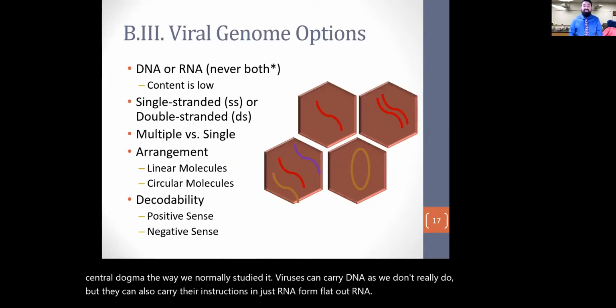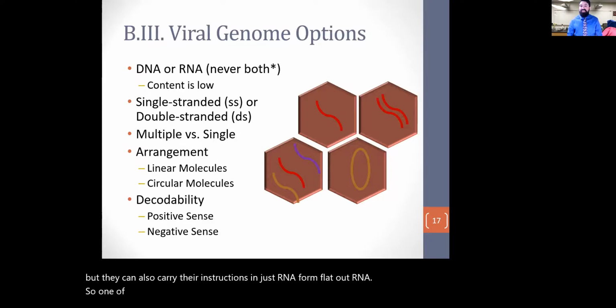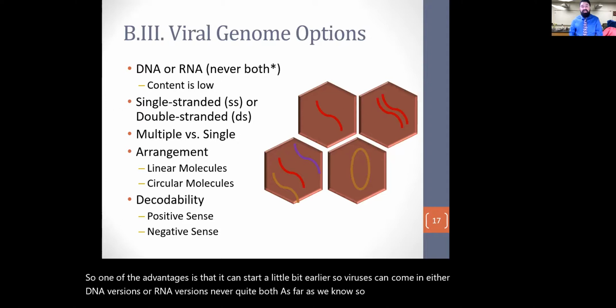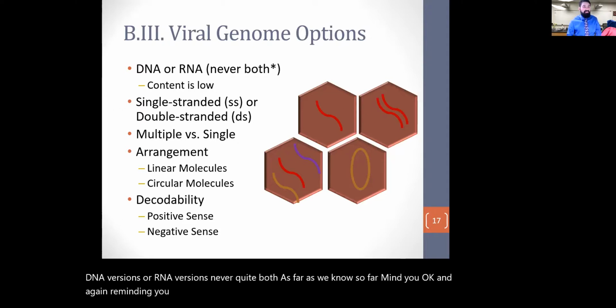So one of their advantages is that it can start a little bit earlier. Viruses can come in either DNA versions or RNA versions, never quite both, as far as we know so far, mind you. Okay, and again, reminding you that the amount is really, really tiny.